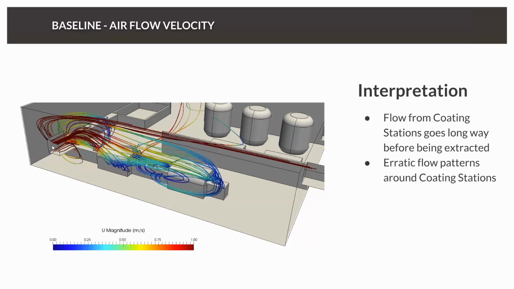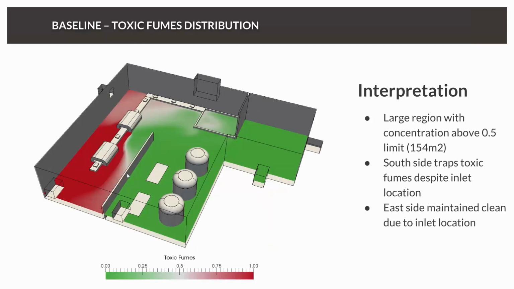And now we can, for example, use streamlines to visualize more precisely what is happening here. And you can see that the flow is coming from here, and then that we have this recirculation. And the big problem here is that the flow from the coating station goes a very, very long way from here before it's extracted here. And during this long way, together with the erratic flow pattern around the coating station, it will result in a lot of mixing of the toxic fumes with the surrounding air for the workers in the hall.